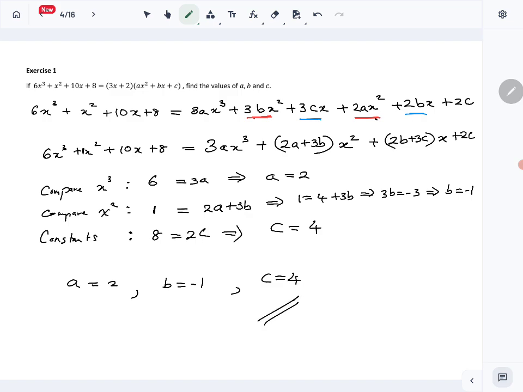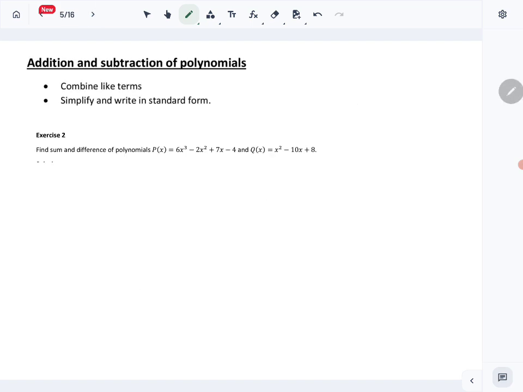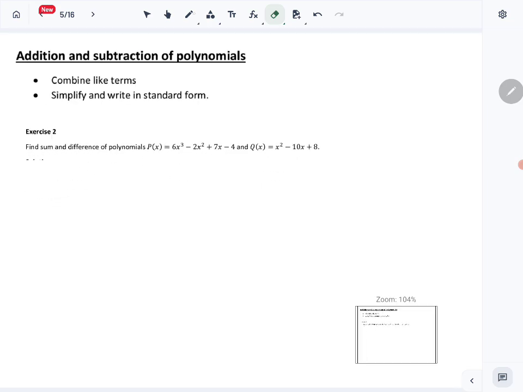Okay. So now next we are looking at what? Algebraic operations on polynomials. Adding and subtracting polynomials is what we are first going to look at. So this is very simple. Combine like terms and simplify and write it in standard form. Right. So let's do a simple example. Look at exercise 2. We want to find the sum and difference of polynomials p(x) and q(x). Right. Let's do that.